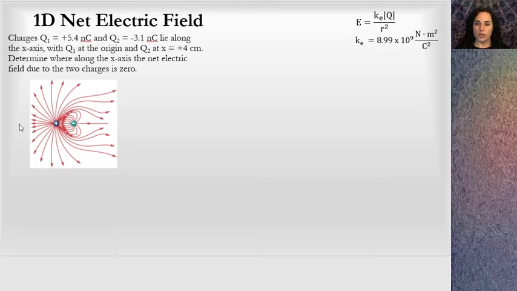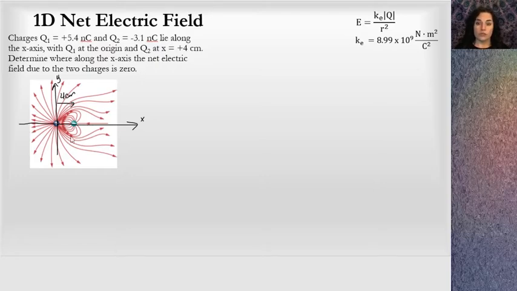So I'm going to draw a line in here. Here's the x-axis along there. And here is the origin. I'm going to draw the y just to signify that this is the origin. And this distance here, they tell us, is 4 centimeters. It says determine where along the x-axis the net electric field due to the two charges is 0. Okay, where is this 0?